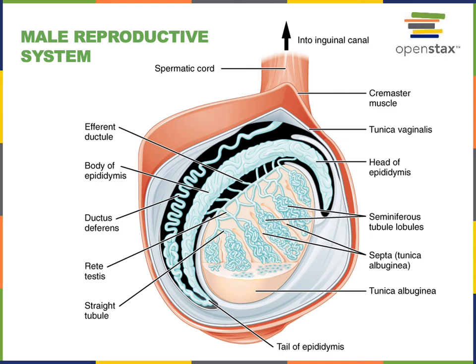The sperm will be stored and matured inside of the epididymis, and then they will travel out into the ductus deferens, also known as the vas deferens, that travel up into the pelvic cavity and will then transport the sperm into the ejaculatory duct within the prostate gland during ejaculation.